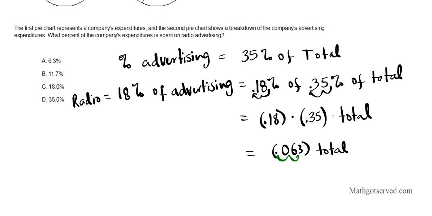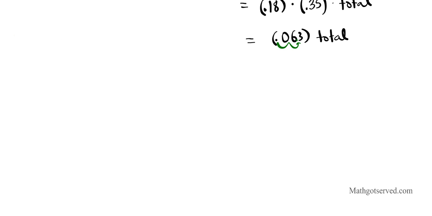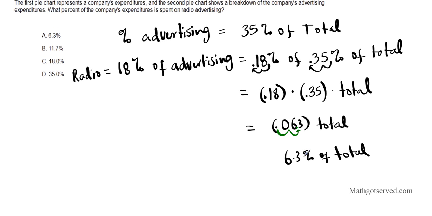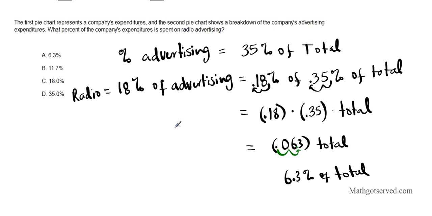That's decimal to percent. Moving it back twice gives me 6.3% of the total. So 18% of 35% is 6.3%. You convert the percentages to decimals and then multiply. So your answer to this is 6.3, the percentage spent on radio advertising. So there you have it.